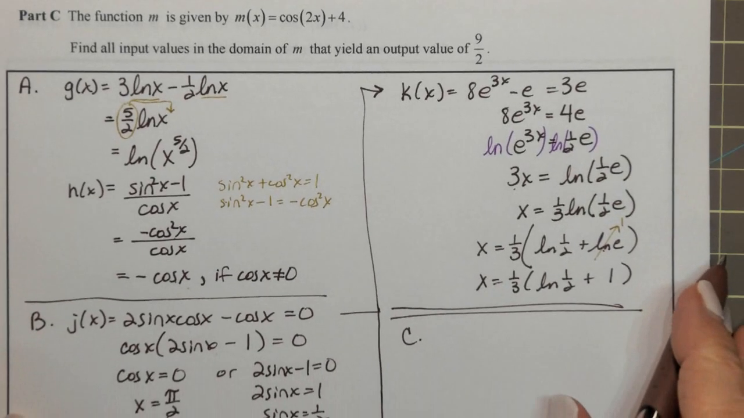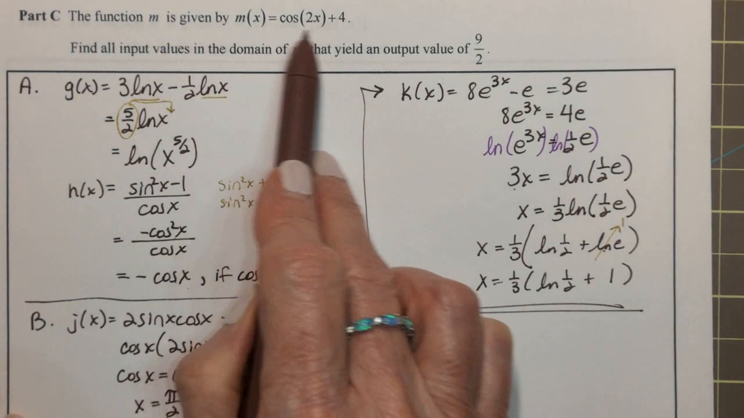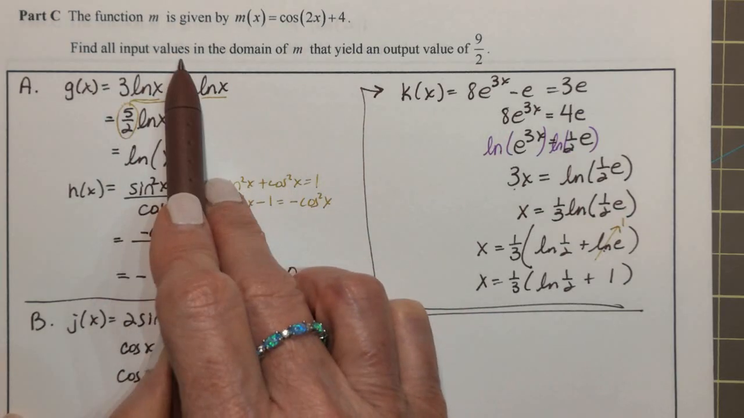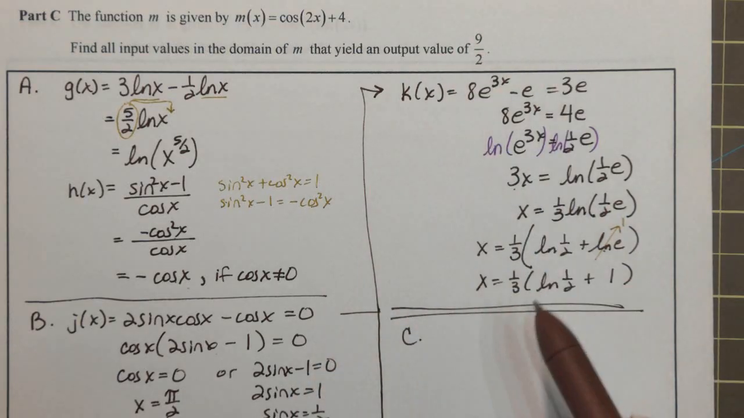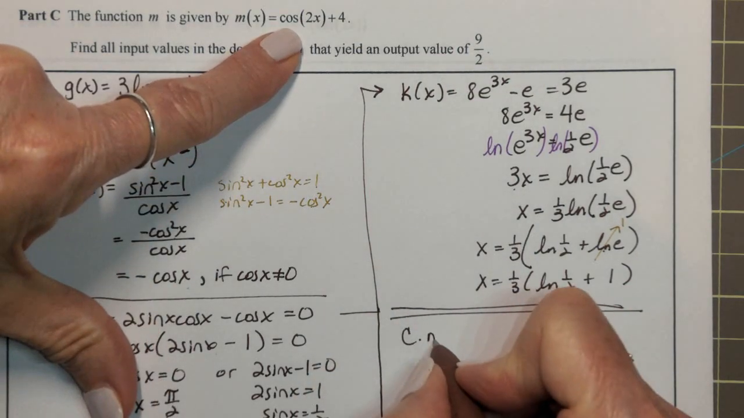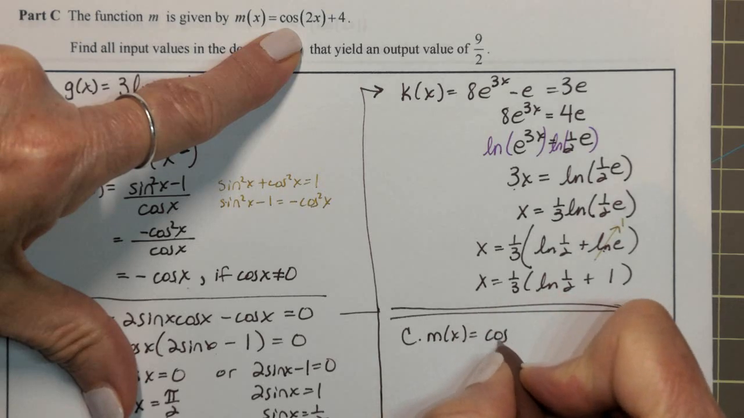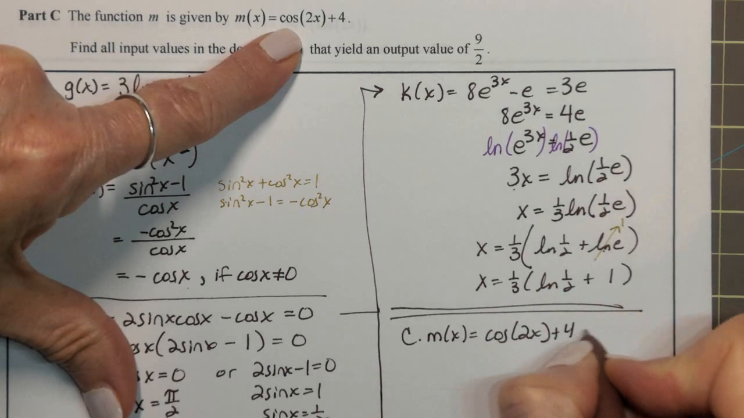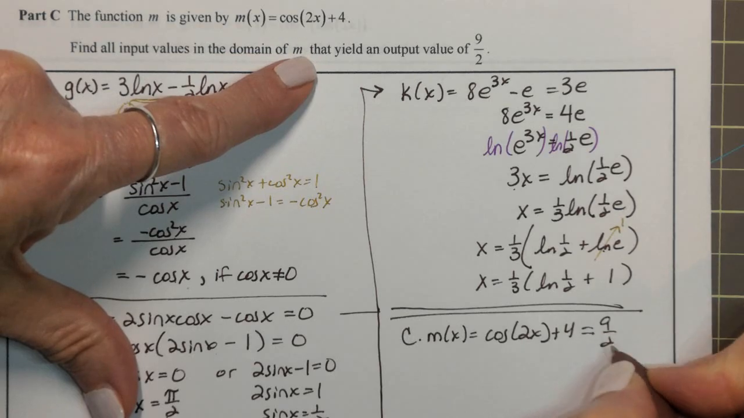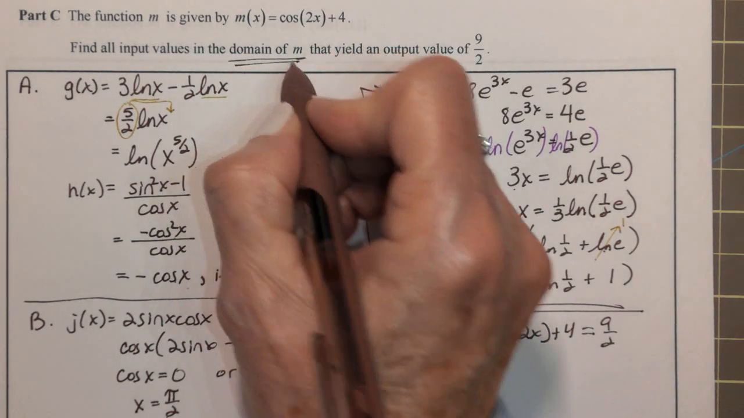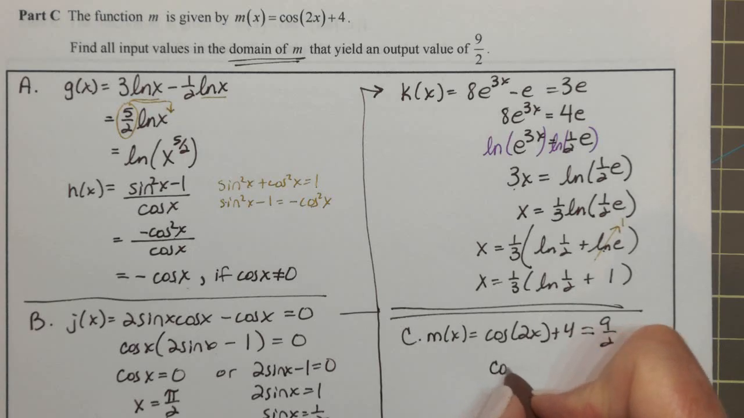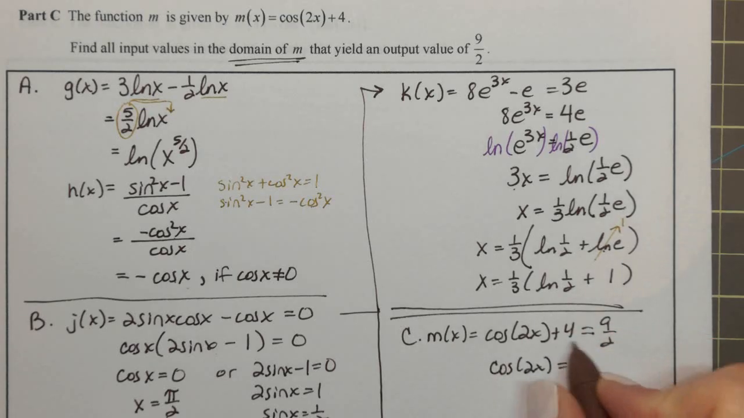Part C. Now another function m is given by this. Find all input values in the domain of m that yield an output value of 9/2. So I'm going to take m and set it equal to 9/2. And find all the values in the domain of m. So I have cosine of 2x is equal to, I'm subtracting 4 to the other side, I'm going to get 1/2.